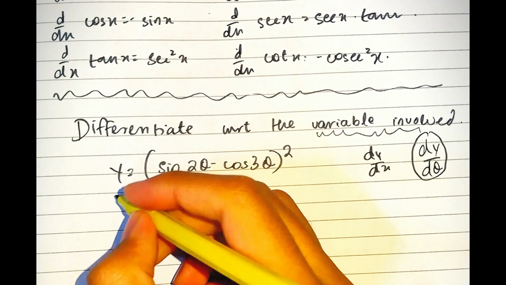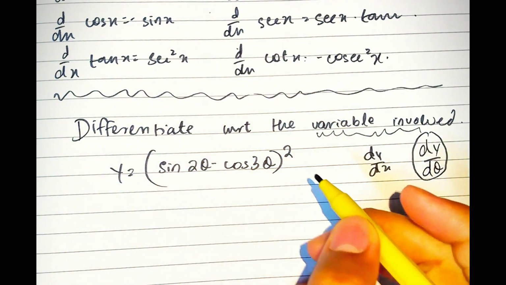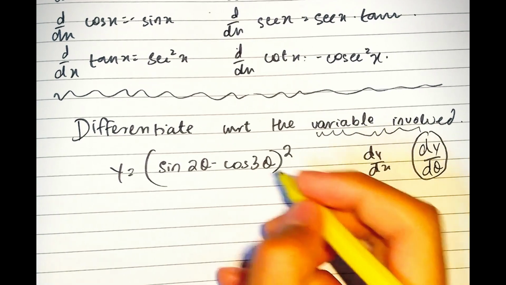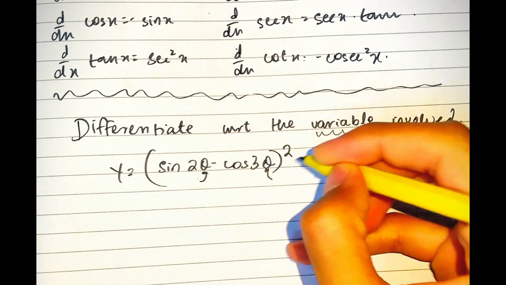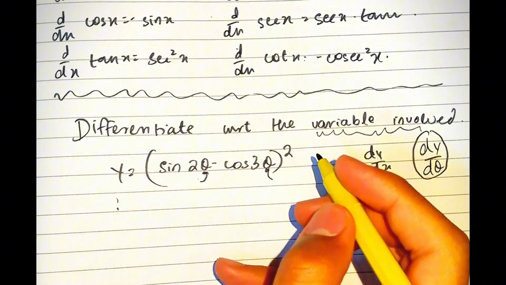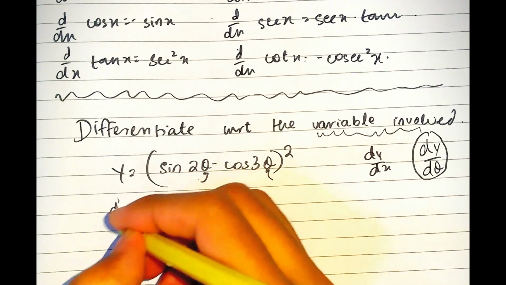Okay, in this question we have to again differentiate with respect to the variable involved. Now what is the variable over here? It is theta right over here. So this is my variable. So we have to apply differential on both sides of the equation. So dy by d theta.